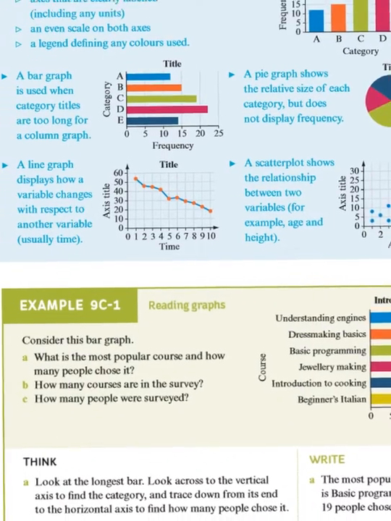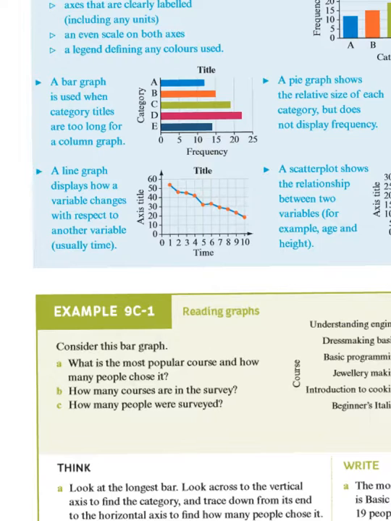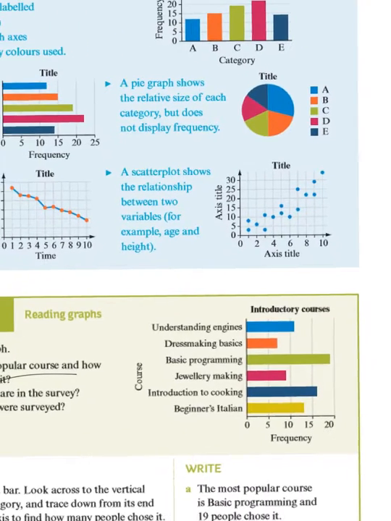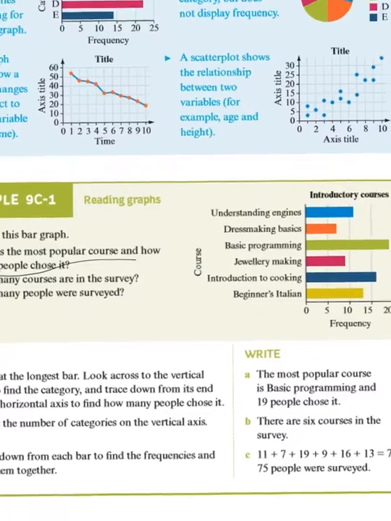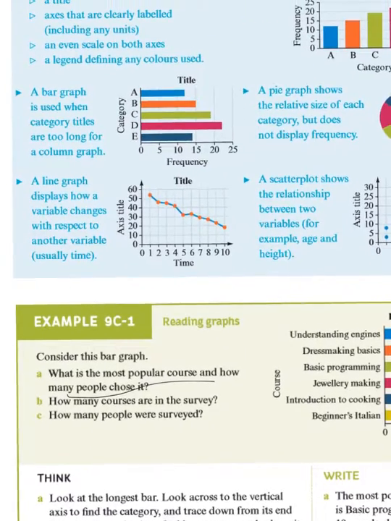So the first question was, what is the most popular course and how many people chose it? Let's have a look. We can tell which has the longest line: it is the green line. So the most popular course was basic programming. How many people chose it? Well, it was very close to 20, so I would say 19 people chose it.